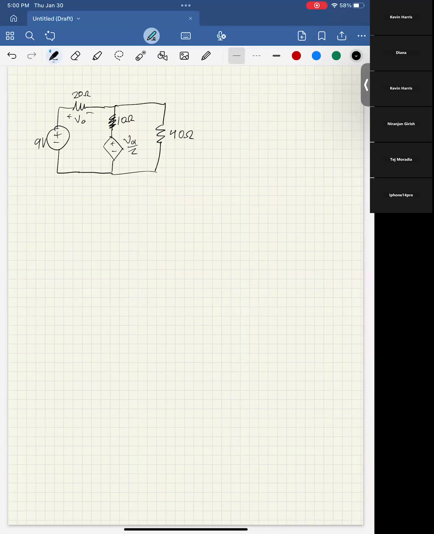Okay. So this is the circuit, and it says find power of dependent voltage source. So find the power. That means we have to find this current and this voltage. So that's our goal. If you wanted to do this on a quiz, you could start by writing P equals IV, and you'd get like half a point for that.